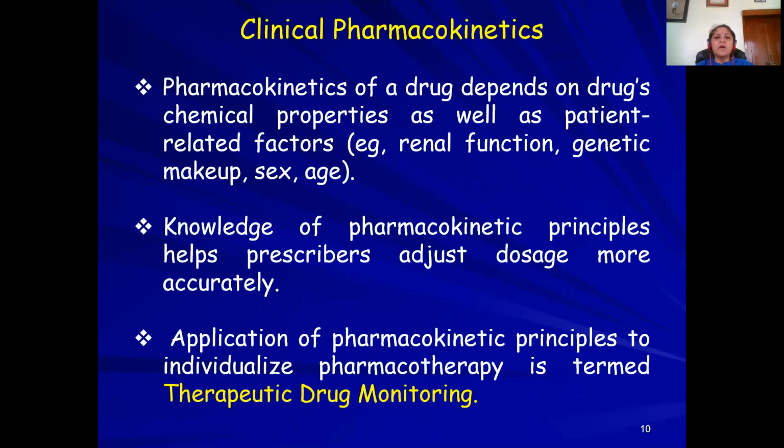Now let's see what is clinical pharmacokinetics. Now, pharmacokinetics of a drug depends on the drug's chemical properties as well as patient-related factors such as renal function, genetic makeup, gender, age, and so on. Knowledge of pharmacokinetic principles helps the prescribers to adjust the dosage more accurately. Now, application of pharmacokinetic principles to individualize pharmacotherapy is known as therapeutic drug monitoring.